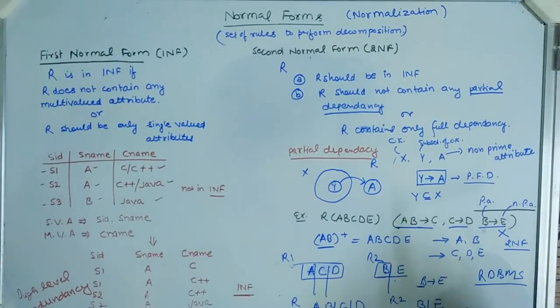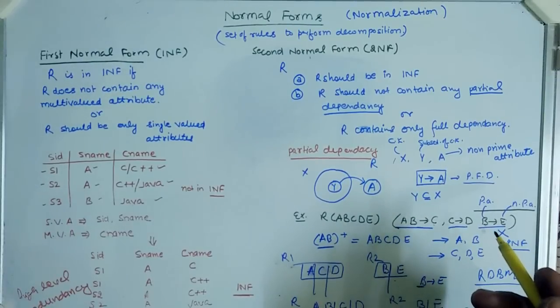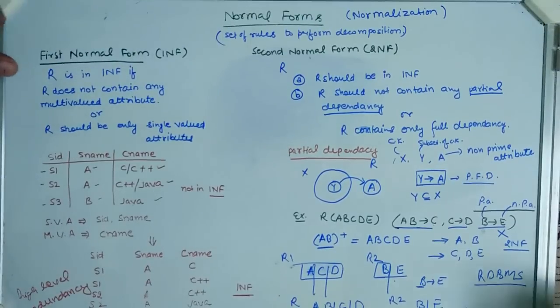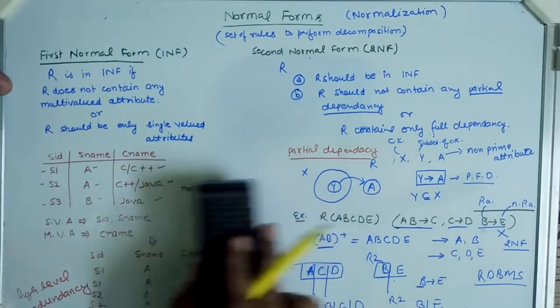Now the next normal form level is third normal form. So let's understand what third normal form is.